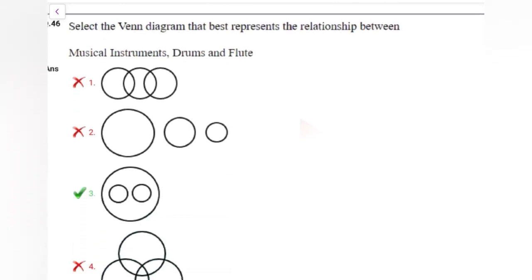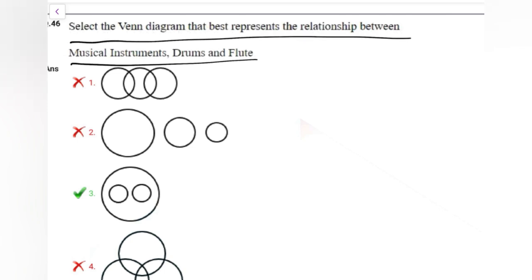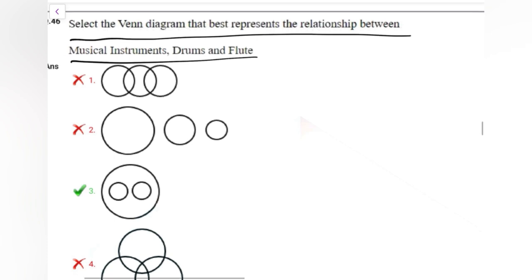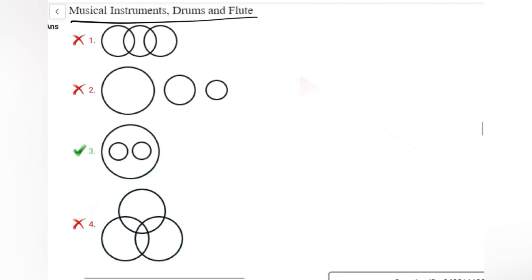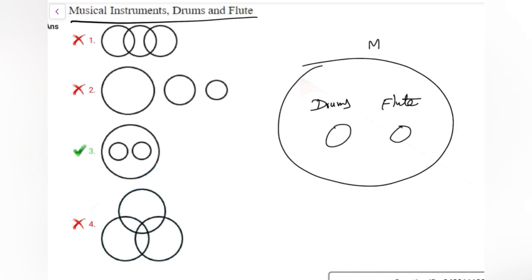Select the Venn diagram that best represents the relation between music instruments, drums and flute. Here, drums and flute all are music instruments. So option 3 is correct.